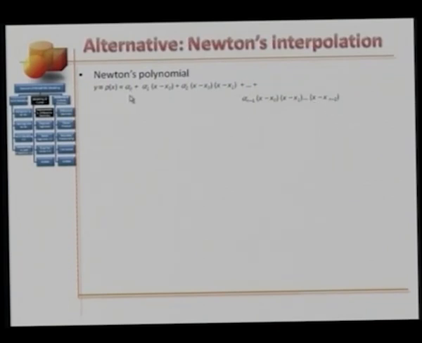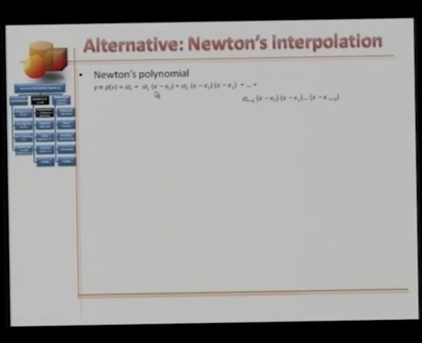Notice that this term is a constant. This term is a constant. This is the term of degree 1. This here is a term of degree 2. The next one will be a term of degree 3. And the last one will be a term of degree n minus 1.